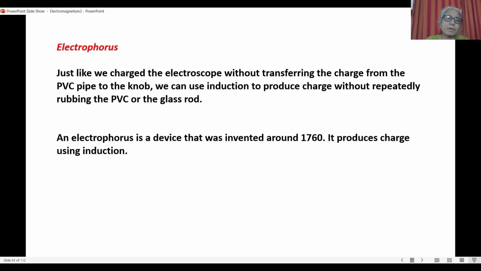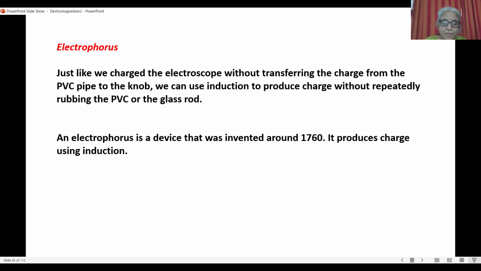Now, we look at a device called the electrophorus. This is used for generating charge. So far, when we want to create charge, we take a PVC pipe or a glass rod and rub it with wool or silk. And we have to keep rubbing each time. The electrophorus generates charge through the use of electrostatic induction. And you don't have to do this rubbing every time. You can repeatedly generate charge through induction. So this was invented around 1760.